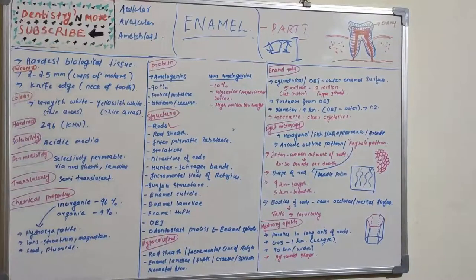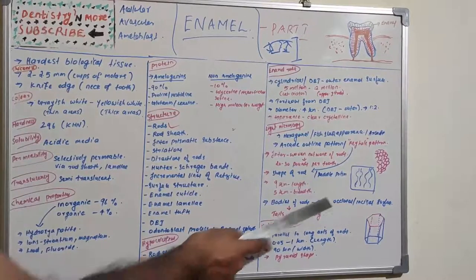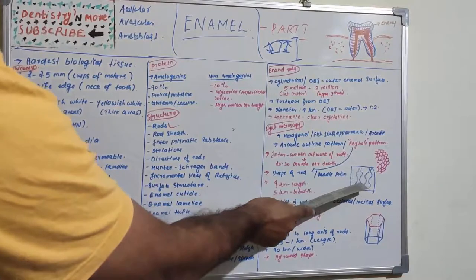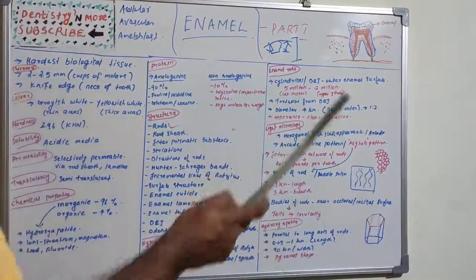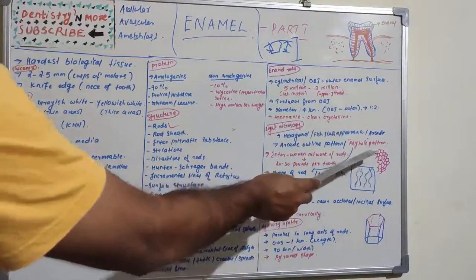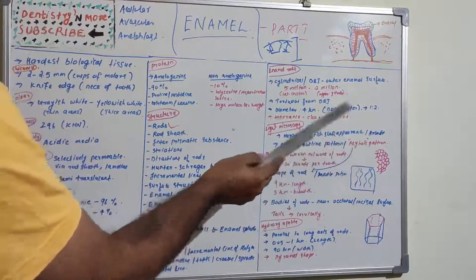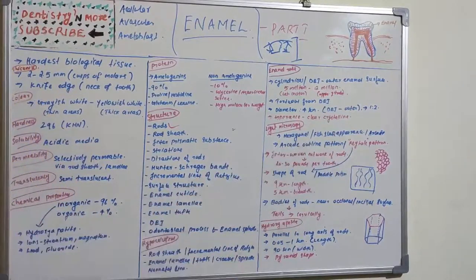Then there is an arcade outline pattern near the DEJ and a keyhole outline at the enamel surface. So at the enamel surface, it looks like a keyhole appearance. All these are very, very important: keyhole appearance, fish scale appearance, hexagonal in shape, and arcade outline pattern near the dentinoenamel junction. So why is it important?